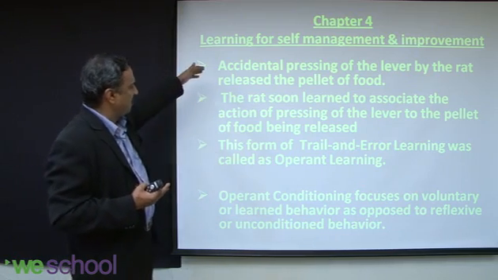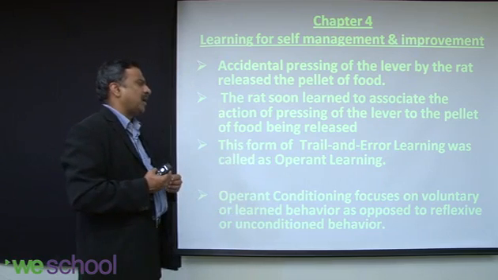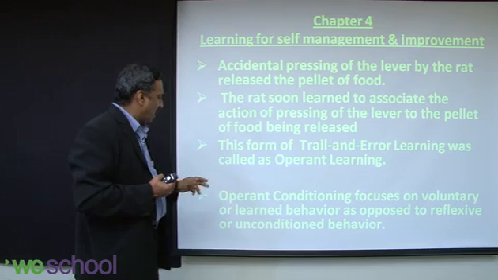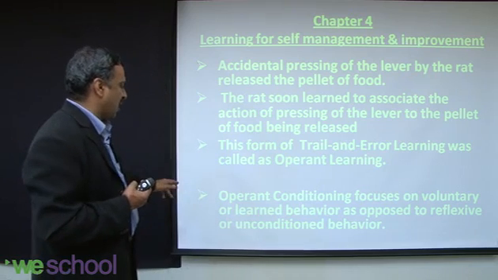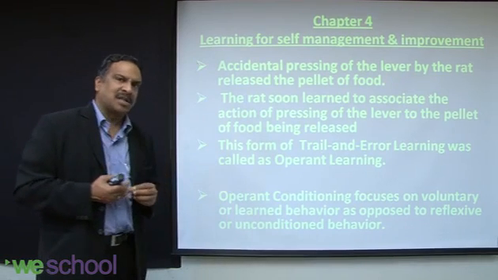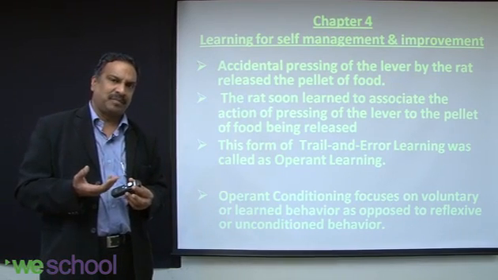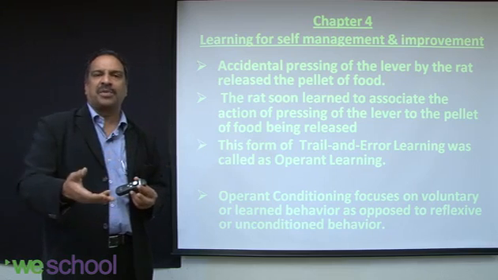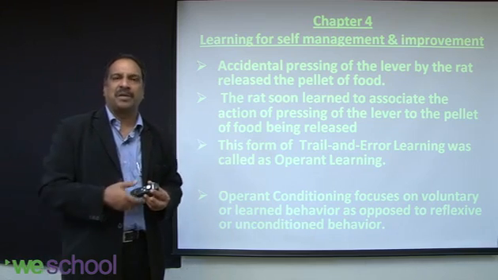Now this trial and error brings about this type of theory called operant learning theory, also called trial and error learning. And operant conditioning focuses on voluntary or learned behavior as opposed to reflexive or unconditioned behavior. It's a behavior that is coming from thinking. You start thinking around you and then you say, let me do this and try it out. On that basis we learn.